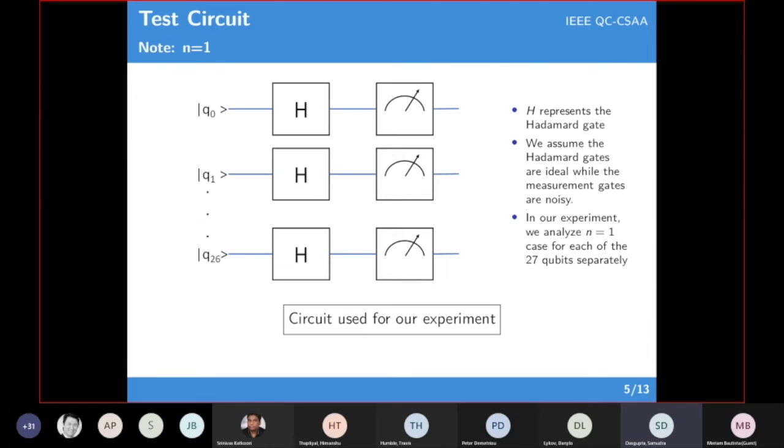Now, this is the test circuit that we use. I'll not spend too much time on this, but it's the one that we use to validate our theory. If you see our paper, you will find that the analysis is done for a general n-qubit register. But for testing our theory, we have used n equal to 1 for each of the 27 qubits, because in that case, the model is exact with no analytical approximations. Any discrepancies that we observe between theory and experiment are purely the fault of simplistic assumptions. There is no analytical approximation going on.